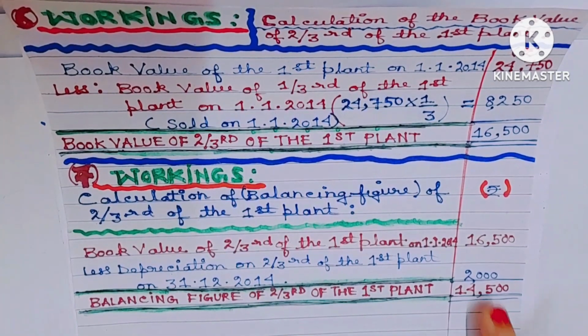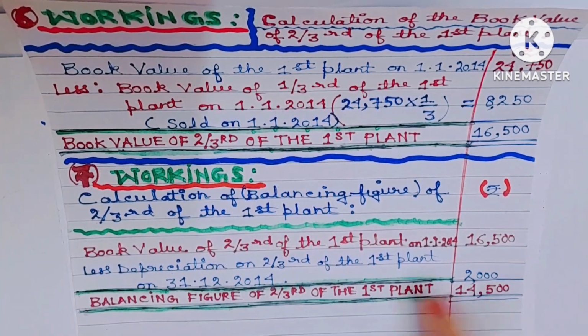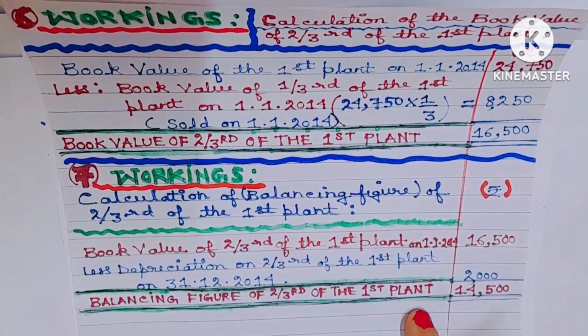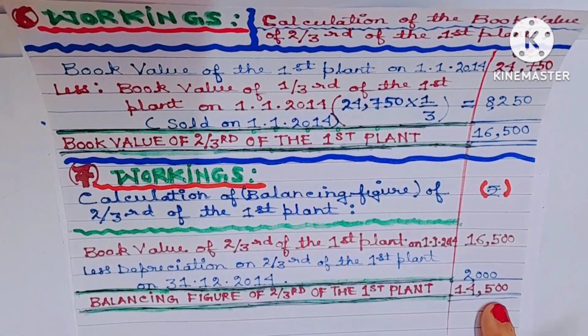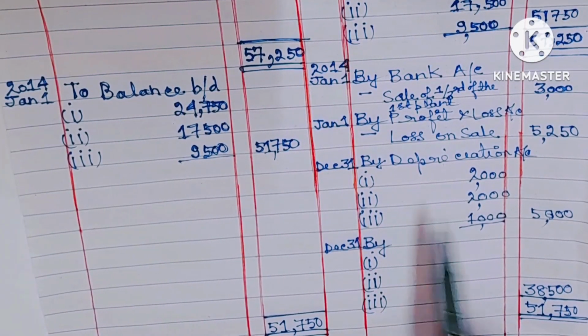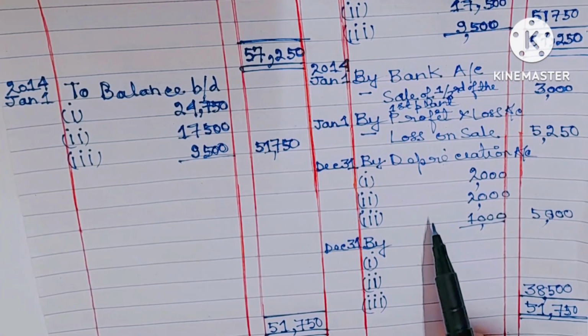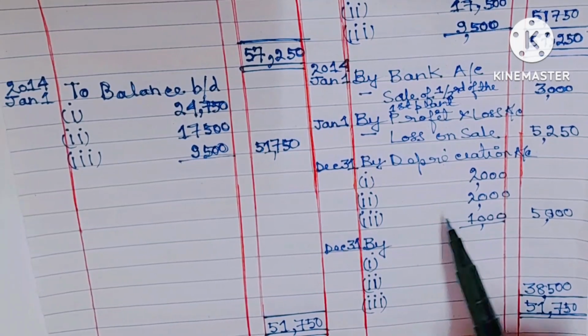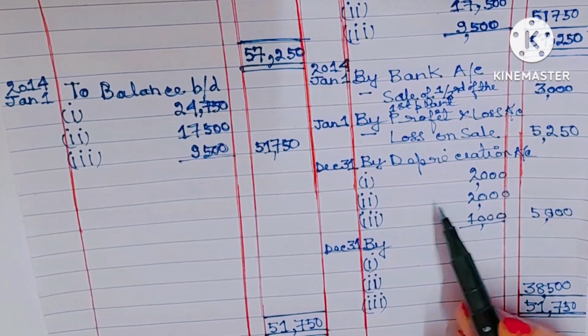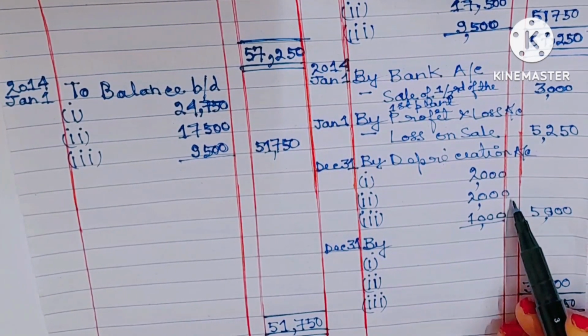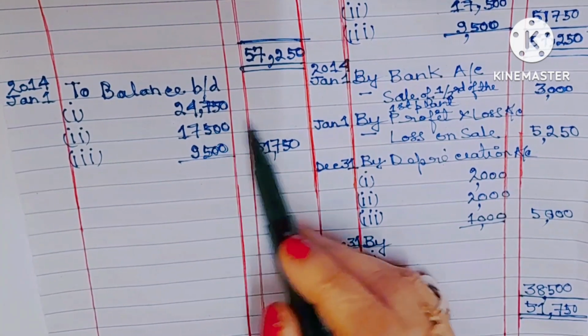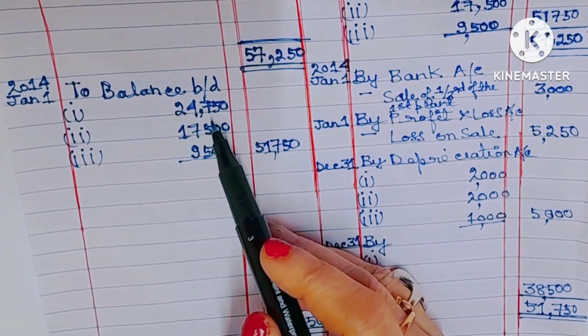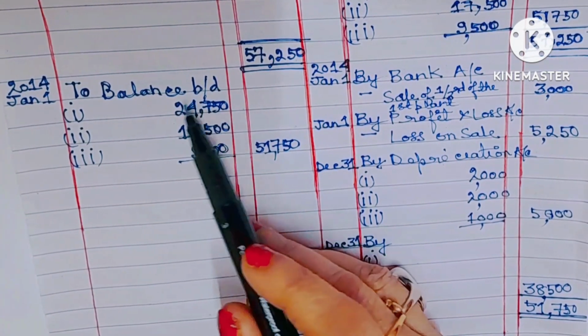If you deduct this 2,000 from 16,500, the balancing figure of 2/3 of the first plant is 14,500. Let me show you. We already know the depreciation of 2/3 of the first plant on 31st December 2014 is 2,000. But what is the book value of 2/3 of the first plant? We don't know. So we have to calculate.